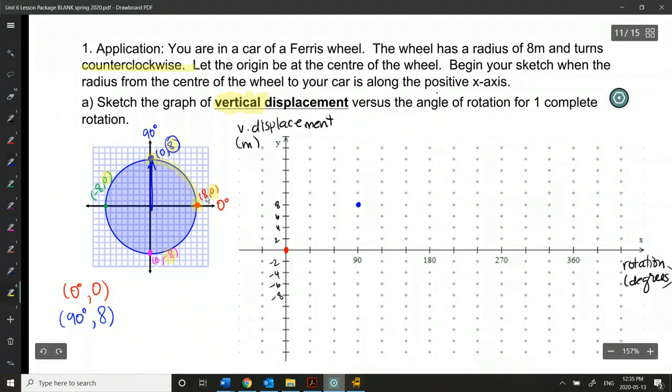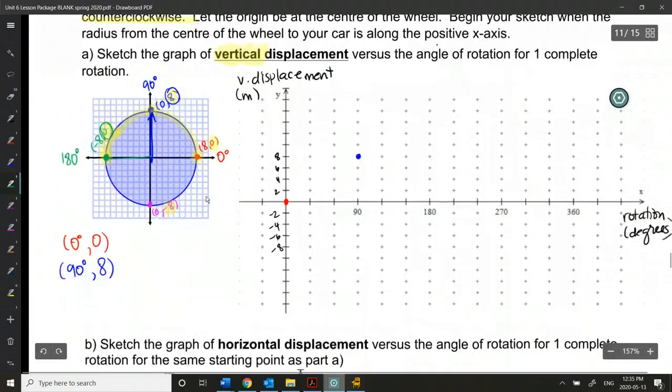Okay, now let's rotate to our next location. That's this location here. And how far have we rotated from our starting position? So what's this rotation all the way around? Well, that's actually 180 degrees. And at this location right here, am I above, below, or equal to the center? I'm actually equal to the center. I'm not above it and I'm not below it. So my vertical displacement should be 0. So I'm going to graph 180, 0 over here.